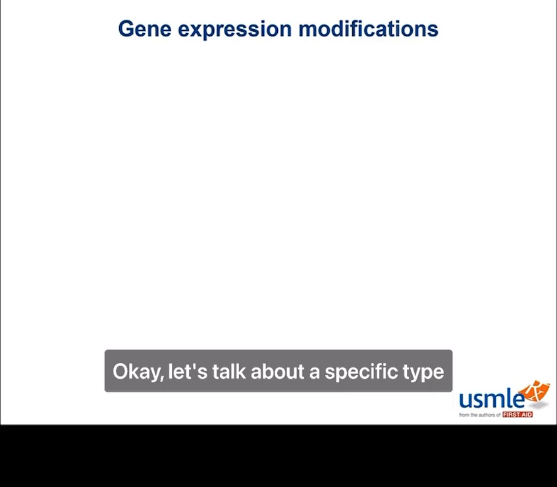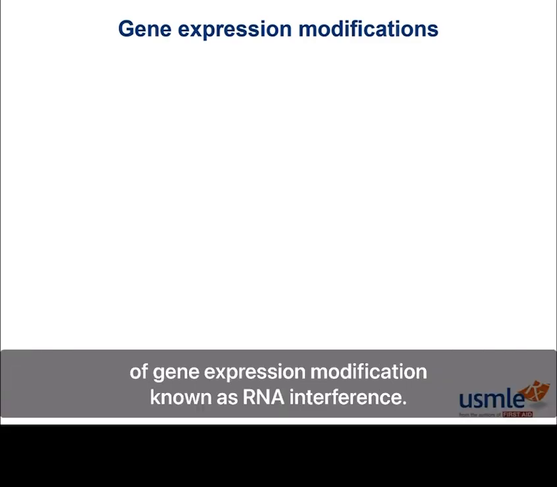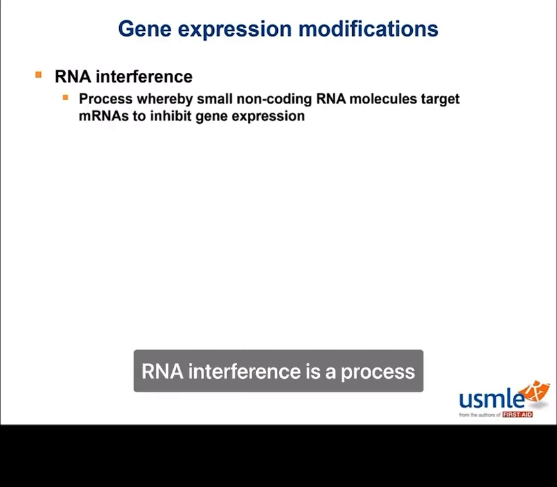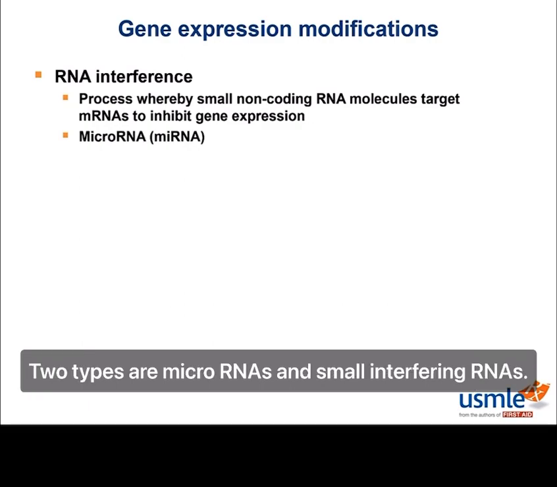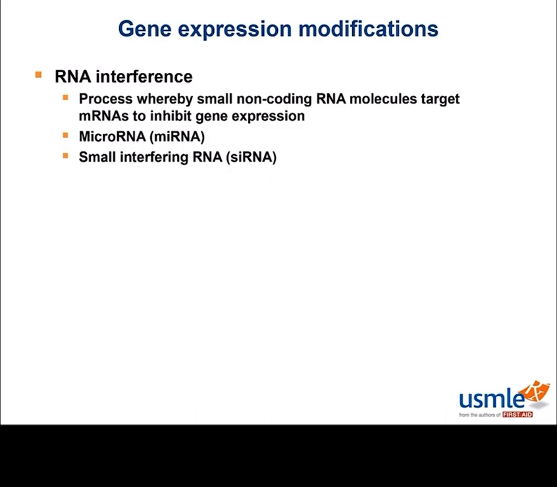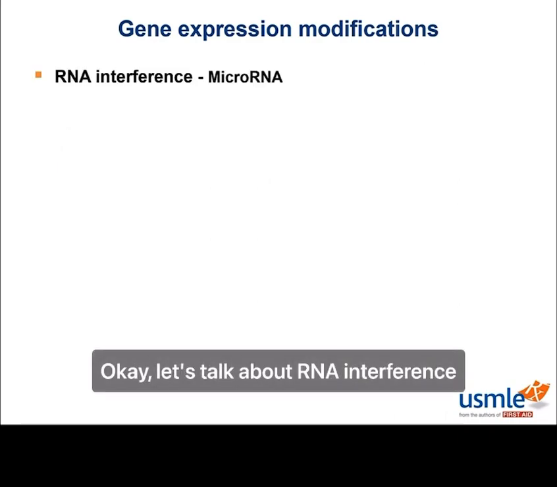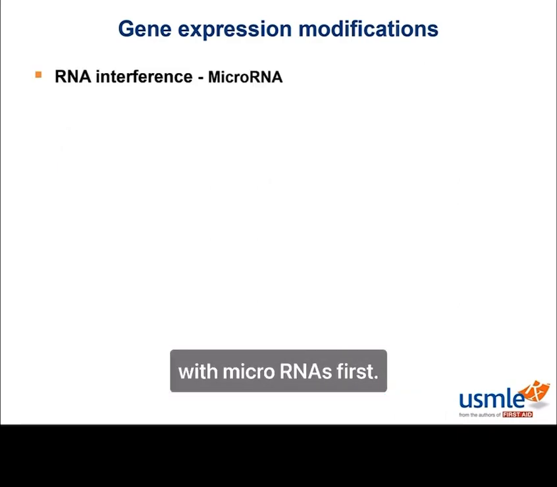Okay, let's talk about a specific type of gene expression modification known as RNA interference. RNA interference is a process in which small non-coding RNA molecules target mRNAs to inhibit gene expression. Two types are microRNAs and small interfering RNAs. Okay, let's talk about RNA interference with microRNAs first.